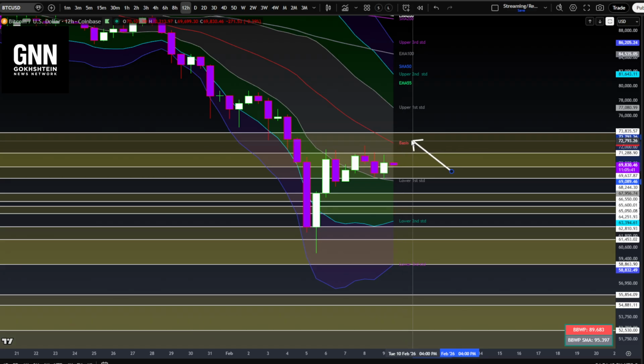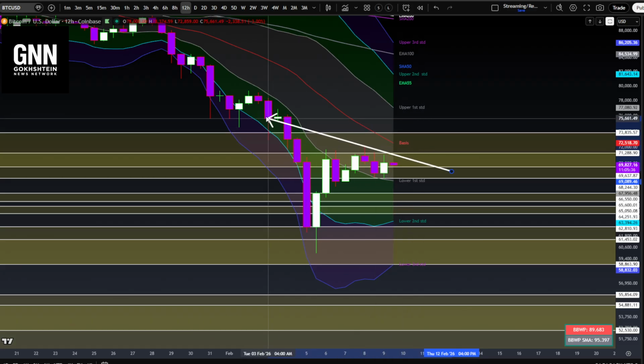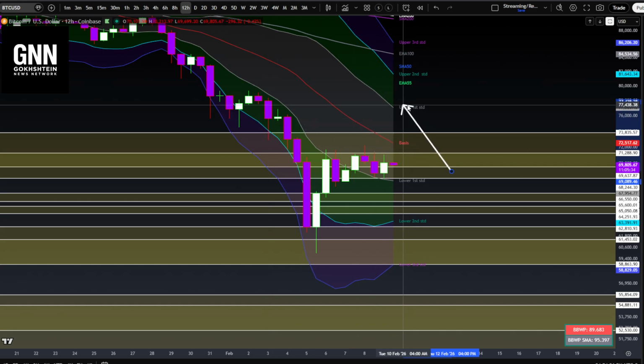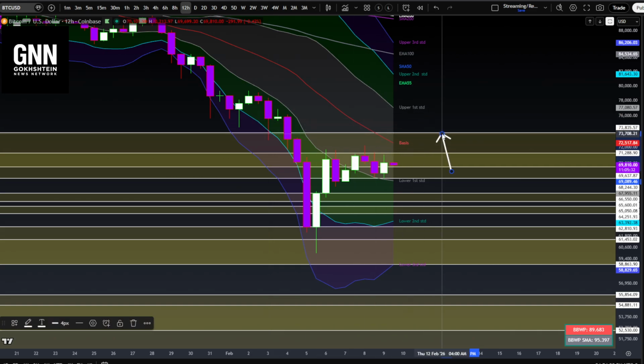Back above the basis, of course, that's where we would see a test towards that 74, try to go up for 75, and maybe even try to push further than that. That would be pretty interesting to see something like that. Be aware that it would be a setup for a rejection or a bearish retest from the look of the bands, even on 12-hour, daily, so on and so forth.